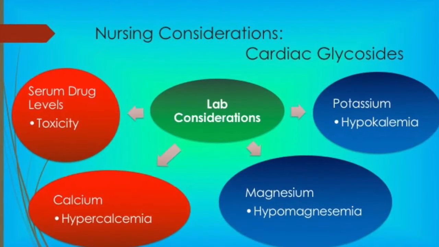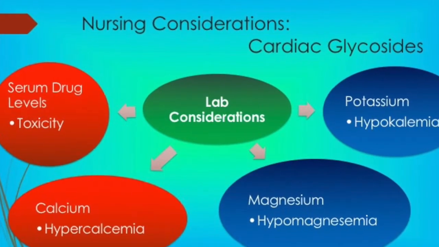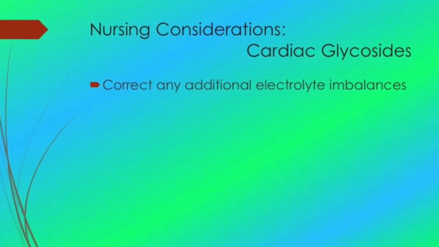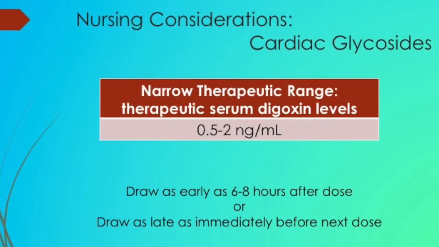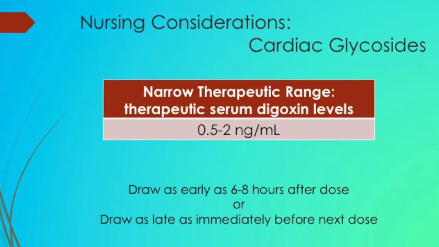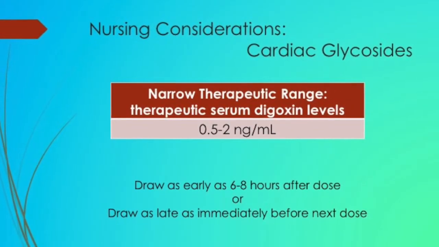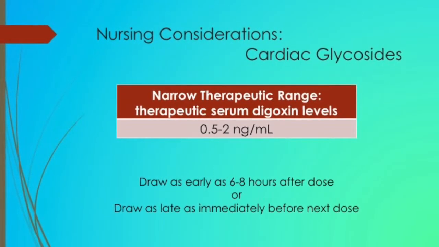Lab considerations. We need to check for hypokalemia, hypomagnesemia, hypercalcemia, and drug toxicity. With hypokalemia, if the renal function is good and if there is no heart block, we can administer potassium salts. Correct any additional electrolyte imbalances. There is a narrow therapeutic range of 0.5 to 2 nanograms per milliliter, and you can draw these labs as early as 6 to 8 hours after the dose or as late as immediately before the next dose.